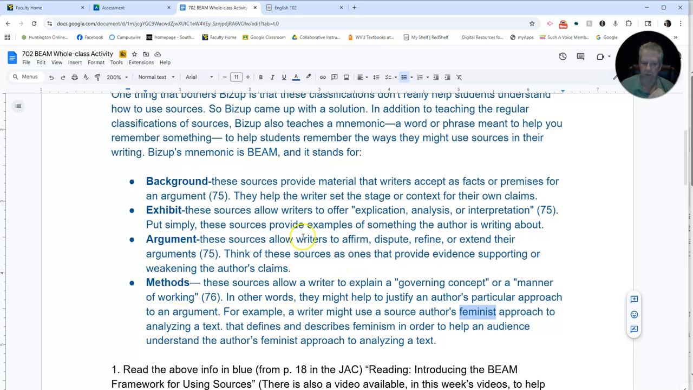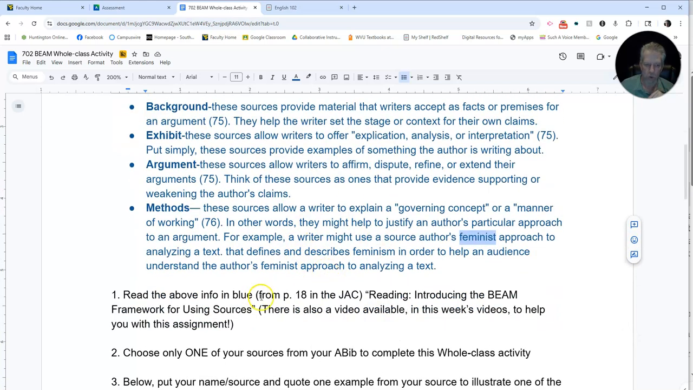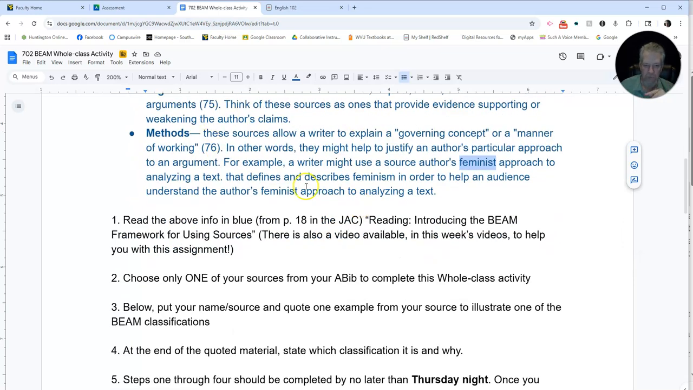Hopefully that all makes sense. If it doesn't, you can look into it more. You can look up his book and read it and get more from him. Or you could do a Google search and find somebody who's doing a better job than I did of describing what the B, E, A, and M are and how they work. That's up to you. But if you feel like you understand it just based on what I've told you, then you can get right into this whole class activity.